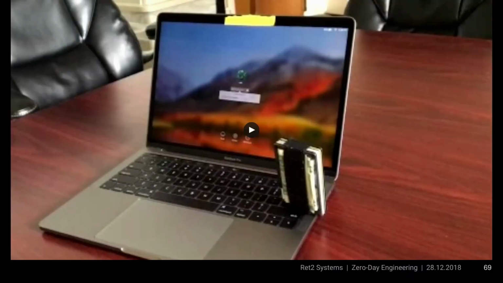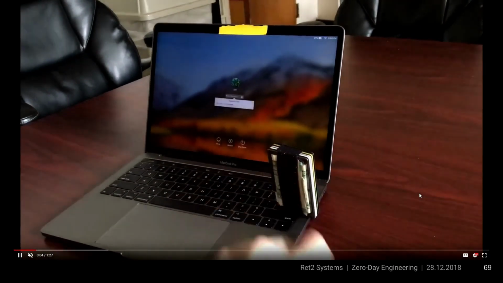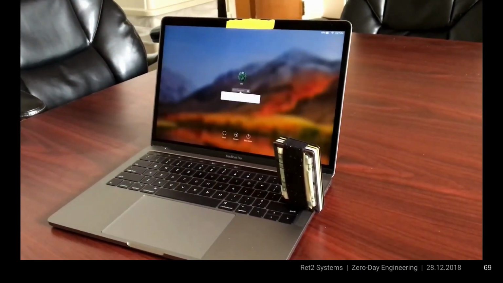So this is our fuzz farm. It's a single 13-inch MacBook Pro. I don't know if this video is actually going to work. It's not a big deal if it doesn't. I'm only going to play a few seconds of it. So this is me literally placing my wallet on the Enter key. And you can see this box popping up. And we're fuzzing.